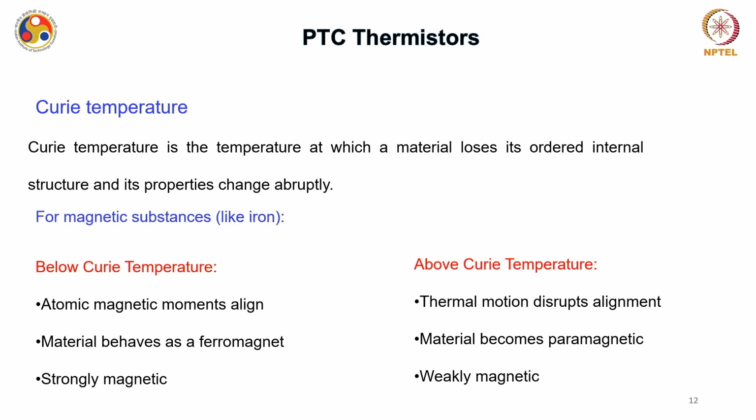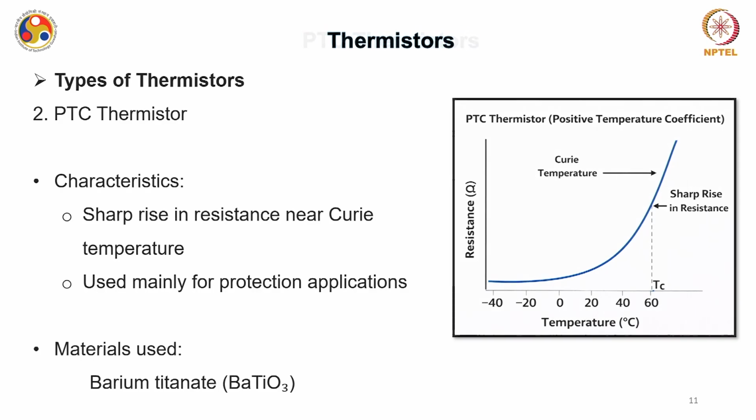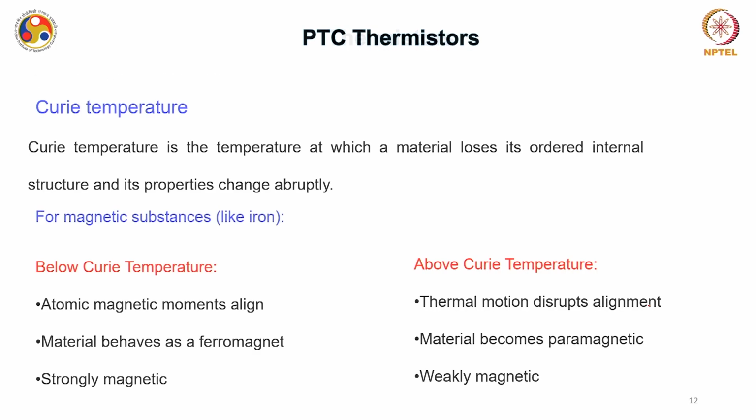Okay. So, I have been using one word, that is Curie temperature, for this PTC thermistor, as I have mentioned that at Curie temperature there is a sudden rise in the resistance of the device. Okay. So, I hope that you are aware about Curie temperature. If you are not, let me just refresh the concept of Curie temperature so that we both are at the same page. Okay. So, Curie temperature you might have learnt in the context of magnetic material for sure. Okay. So, Curie temperature is the temperature at which a material loses its ordered internal structure and its property changes abruptly at this particular temperature.